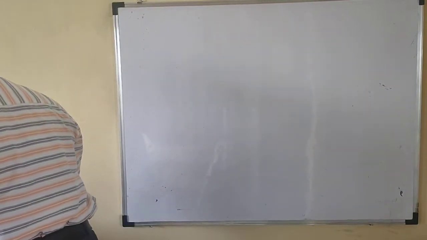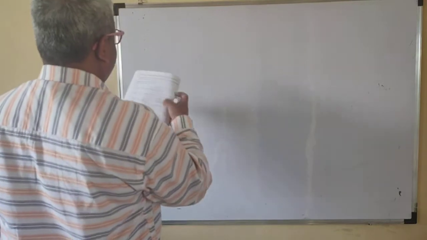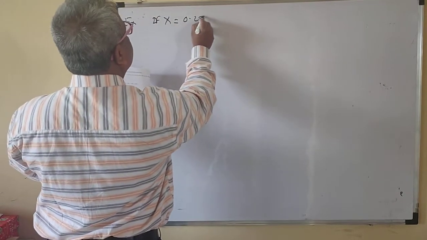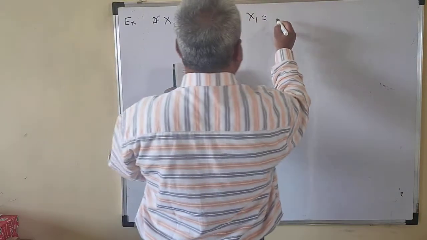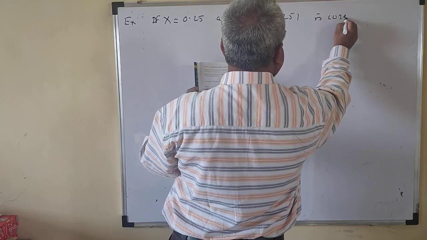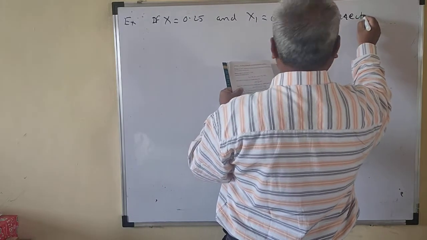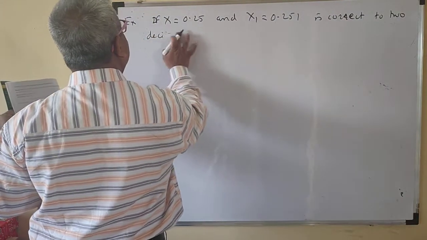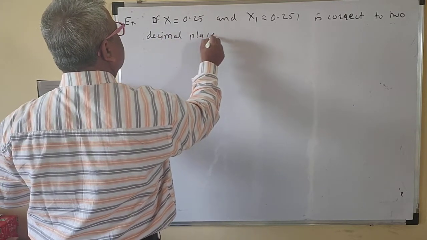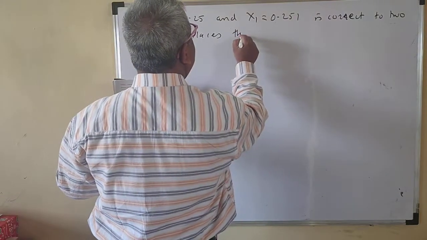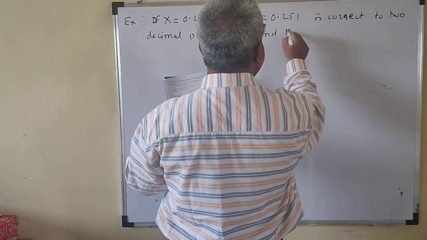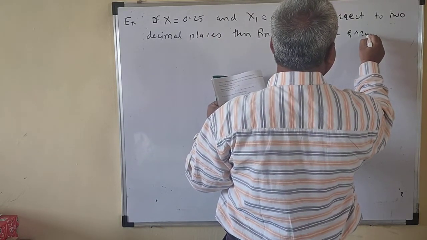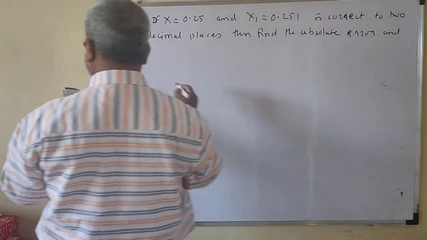We'll see some problems on it. Example: if x is equal to 0.25 and x1 is equal to 0.251, which is correct to 2 decimal places, then find the absolute error and the absolute accuracy delta x.